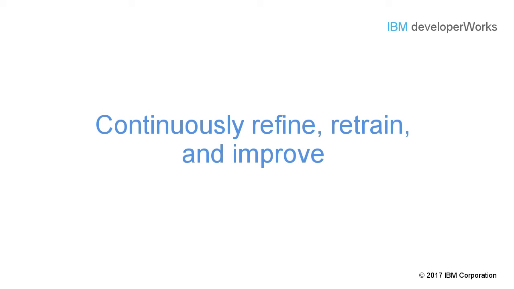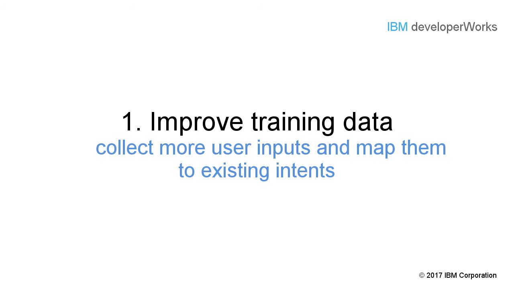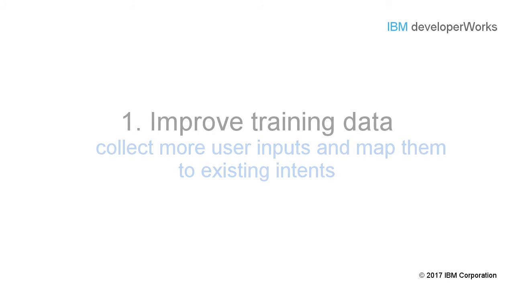Once we've collected our initial set of user inputs, categorized them, and defined our intents, we're not necessarily done. We can still improve by retraining our classifier. And there are two basic ways to do this. One is to improve our training data. We can do this fairly easily by collecting more user inputs and mapping them to existing intents.